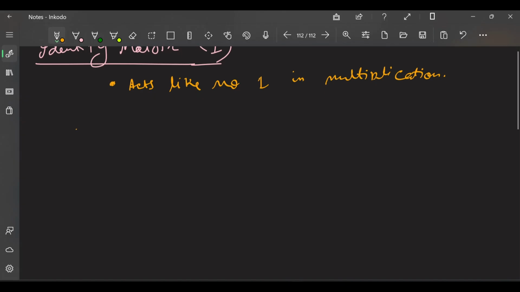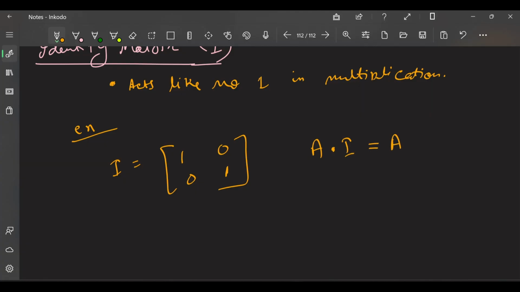Let's take an example. So I is equal to 1 0, 0 1. The diagonal elements of the matrix will always be 1 and the rest of the elements will be 0. So this is called the identity matrix. Or you can write: there is one matrix A, and when you multiply it with I, the identity matrix, it will be A only. This is one of the properties of the matrix. Okay, I hope this is clear.